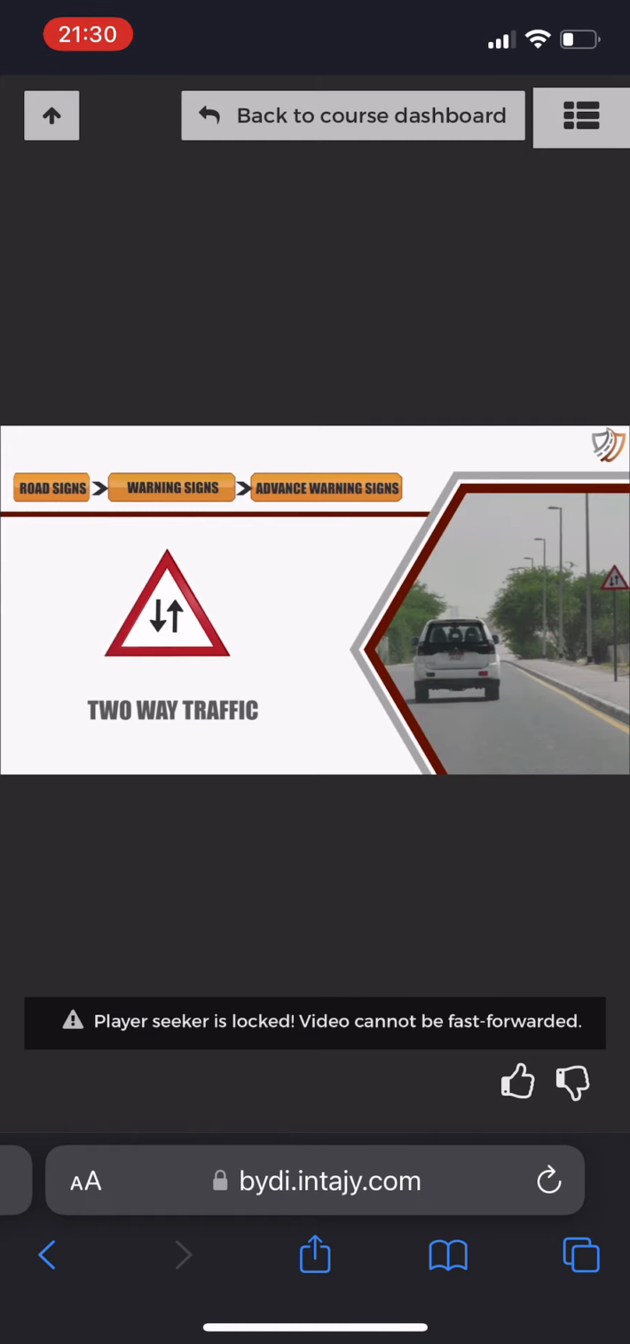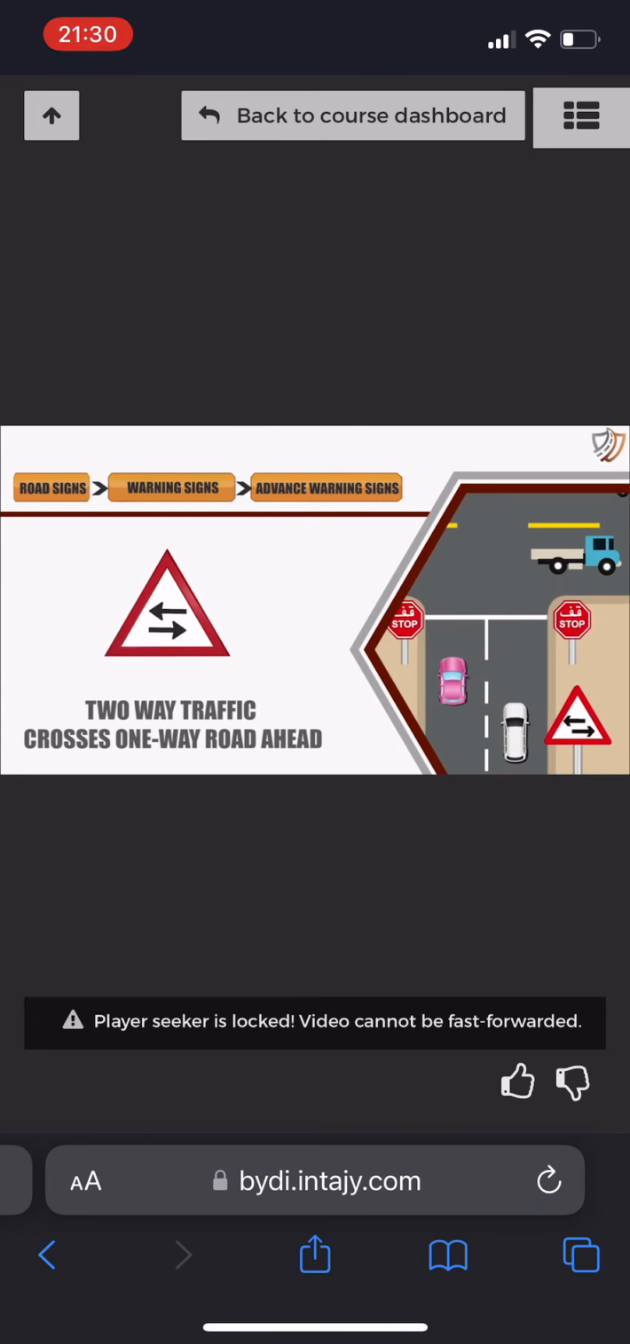Two-way traffic. This sign means that there is two-way traffic on the road. You will find this sign commonly at the beginning of two-way traffic where traffic is separated by only a line rather than a median or barrier. Motorists need to drive carefully, position into the proper lane, and must look for potential hazards.